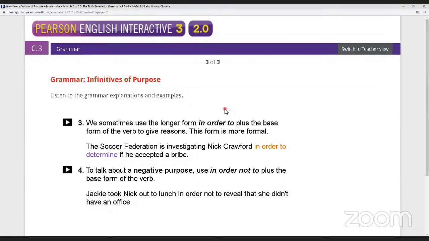When do we have to use "in order to"? You only have to add "in order," then the infinitive plus the base form: in order to determine, in order to travel, in order to fly, in order to drink, in order to eat, what else, to read, to study, right? In order to.